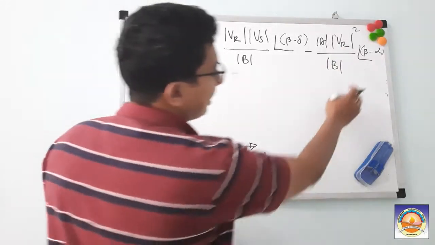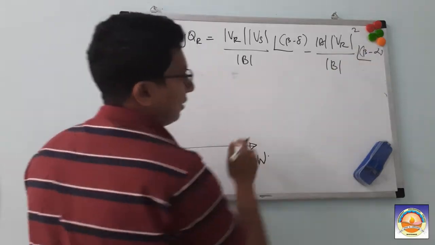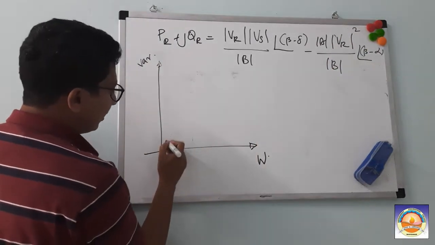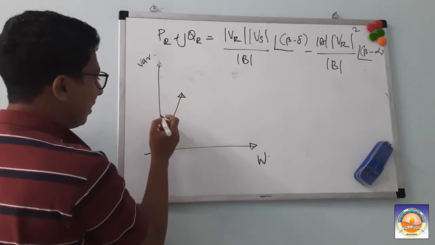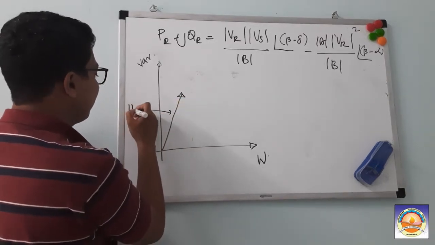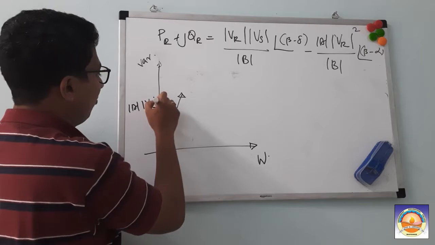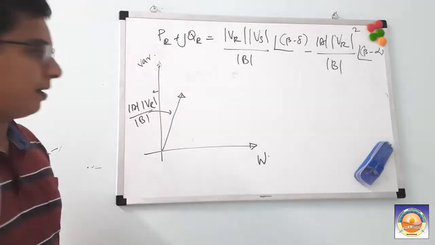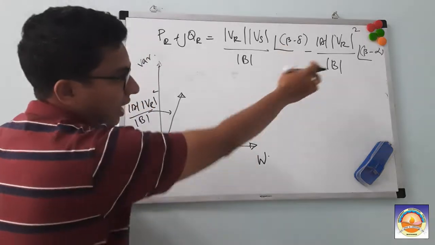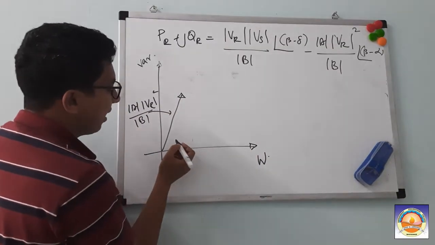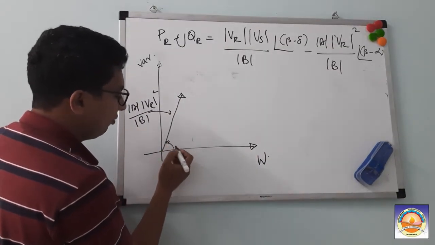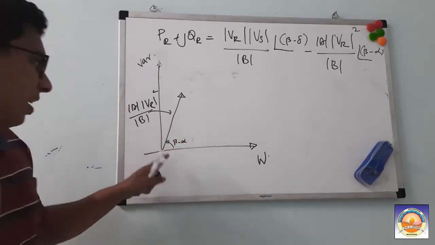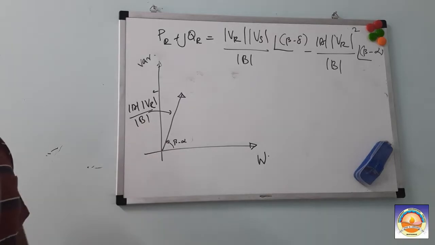Okay, so first let me take this one, beta minus alpha. First if I draw A Vr square by B, let us draw like this. So this is my A Vr square by B. At what angle is it? It is at an angle of beta minus alpha. So at this angle you have your A Vr square by B.